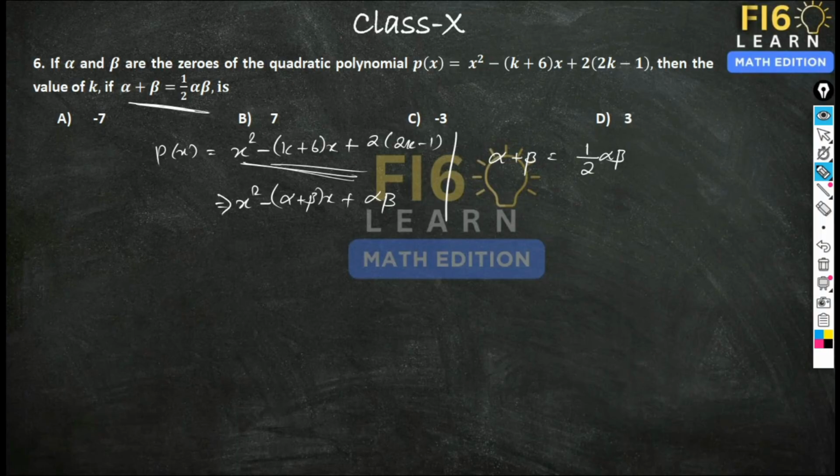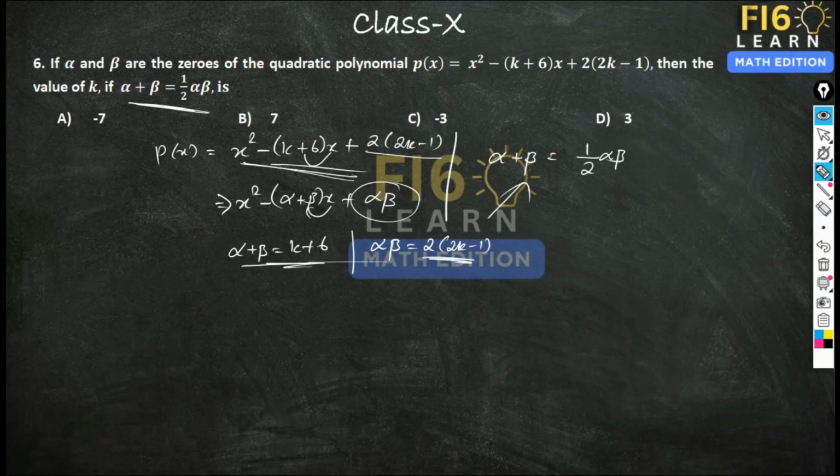You can check the equation here. The coefficient of x here is alpha plus beta. Here the coefficient of x is k plus 6. So the value of alpha plus beta is k plus 6. Also in the place of alpha beta we have 2 into (2k minus 1), which implies the value of alpha into beta is 2 into (2k minus 1). Now we have the value of alpha plus beta and alpha beta. We can use these two values in the given condition. We will find the answer.